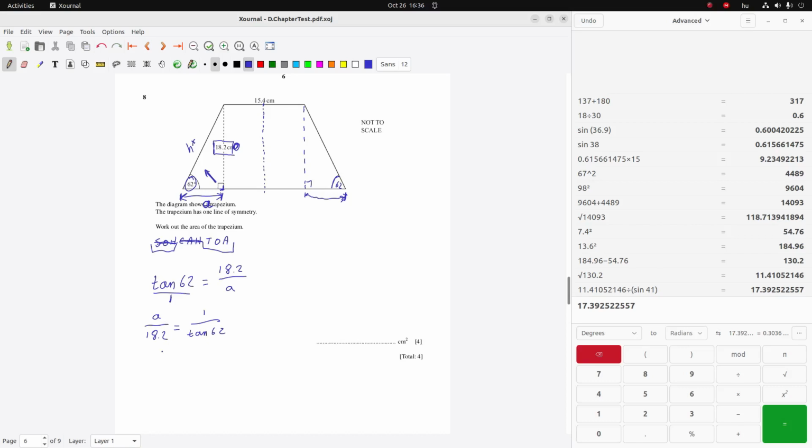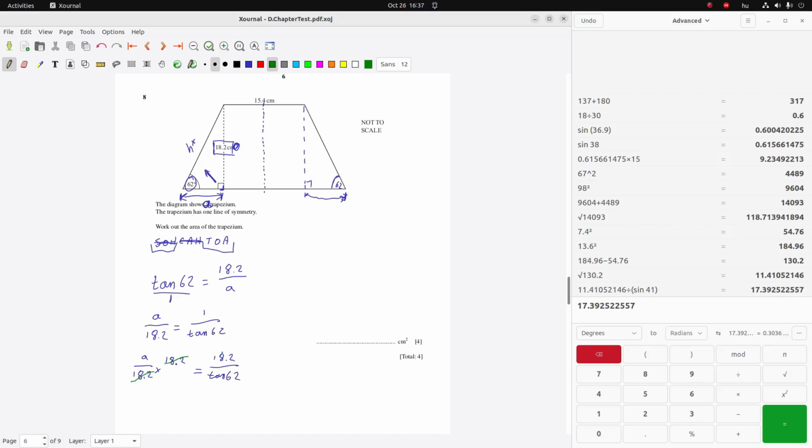Okay, now we're going to get rid of this 18.2. Right now we're dividing by 18.2, but we want to get rid of it, so we do the opposite. What's the opposite of dividing? Multiplying is the opposite of dividing. So let's try it out. A divided by 18.2 multiplied by 18.2 equals 18.2 divided by tan of 62. This cancels with this. First dividing and then multiplying by the exact same number means I did nothing. And the rest I can put in the calculator.